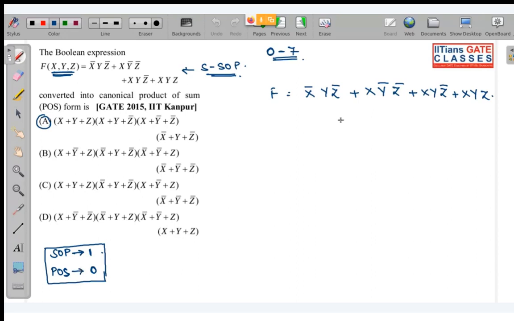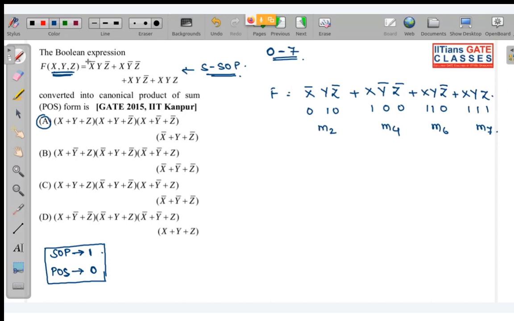So now look, these are all minterms. Why minterms? Because these are in your SOP form. So what is the minterm number for each? This is 0, 1, 0, this is 1, 0, 0, this is 1, 1, 0 and this is 1, 1, 1. So this is M2, this is M4, this is M6, this is M7.